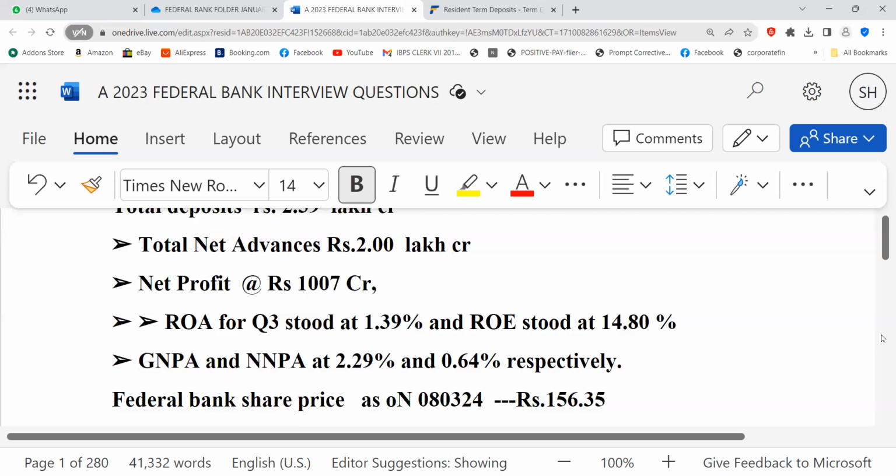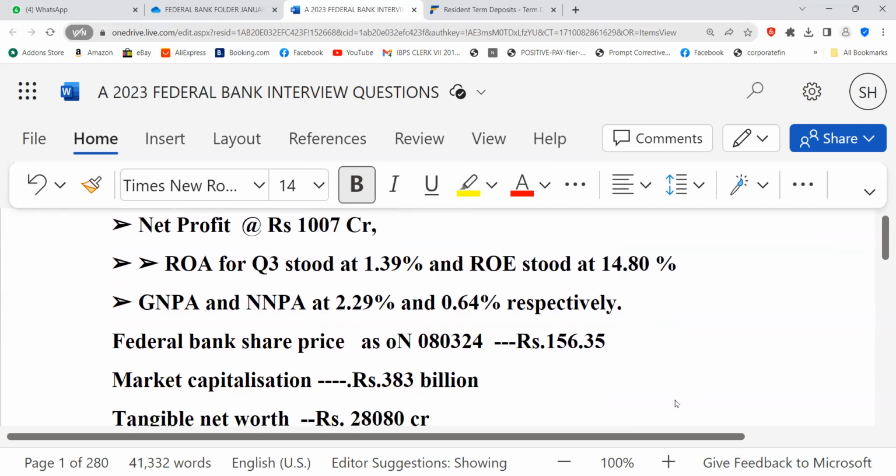Right now, we are going through the 4th quarter of 2023-24. Understand? Yes, sir. Please read. ROA for quarter 3 stood at 1.39% and ROE stood at 14.80%. GNPA and NNPA at 2.29% and 0.64% respectively.